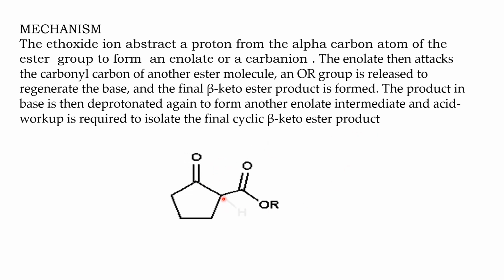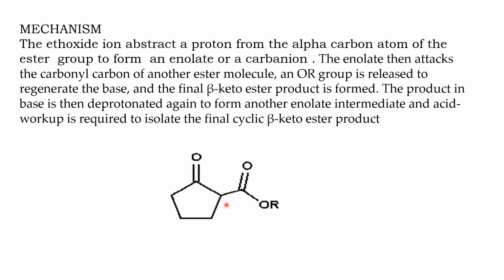Now here we have a hydrogen atom, that is the alpha hydrogen atom. The base again will come and abstract this hydrogen atom. See, second base. As a result, an enolate is formed. Double bond O minus, enolate is formed. Now H plus will come, attack this particular center, resulting in the formation of the final cyclic beta keto ester.